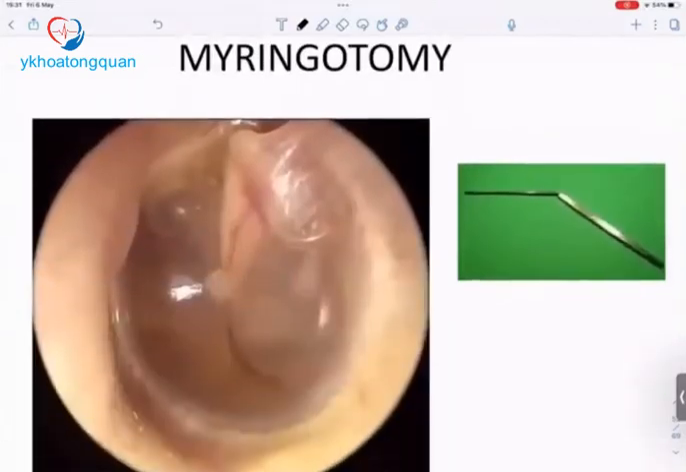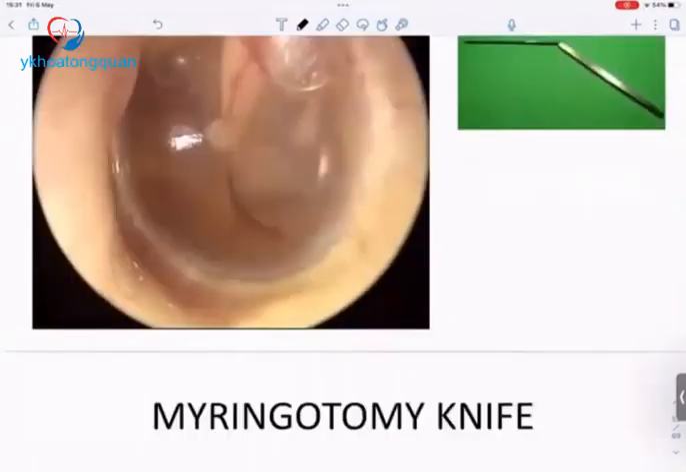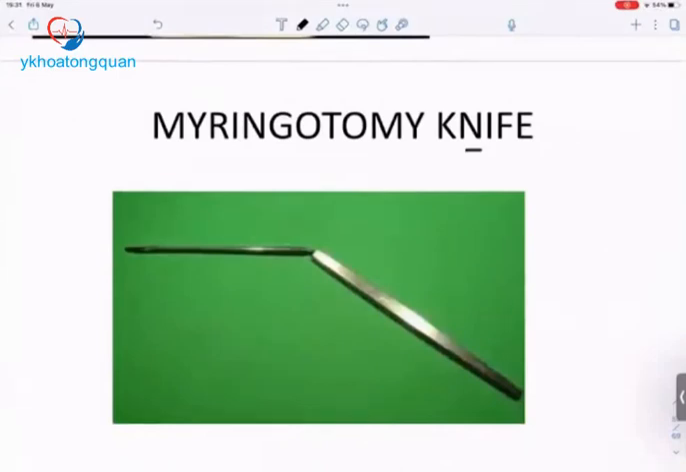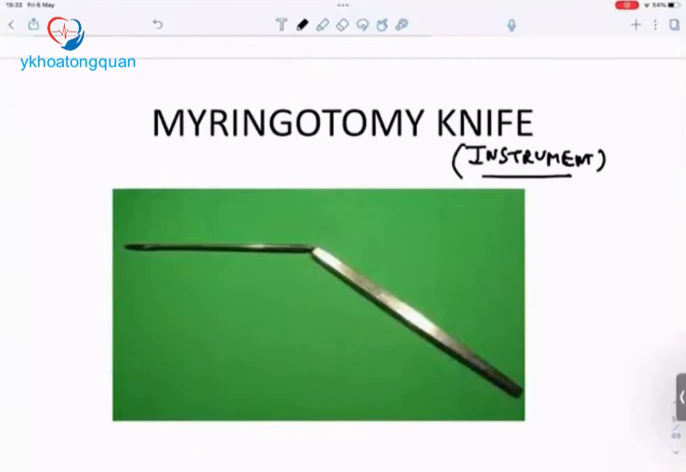Now this is the myringotomy knife. This is an instrument we use to give a cut on the tympanic membrane, and this instrument is called myringotomy knife.